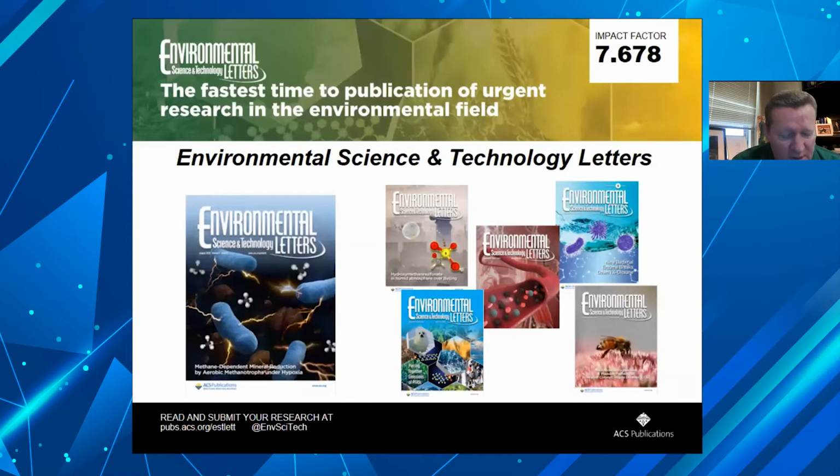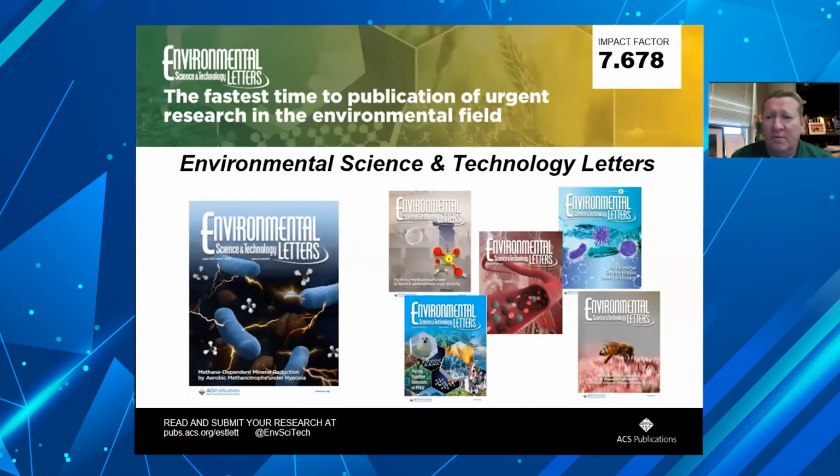ES&T Letters, I think, is an exciting and a very unique publication venue in obviously the environmental science and technology space. Our tagline is what we aim to do, which is provide the fastest time to publication of really urgent and timely research in the environmental field, and we're doing so. So our time to first decision is fast, but we are maintaining, with the help of reviewers, hopefully some of you, and our editorial team, that high quality peer review process that you expect from ACS journals.